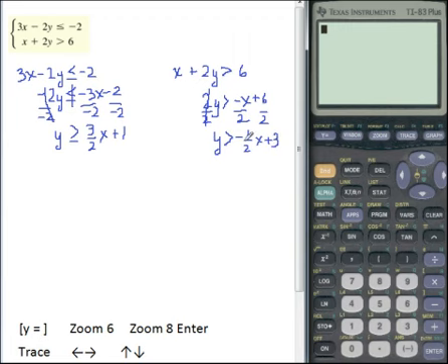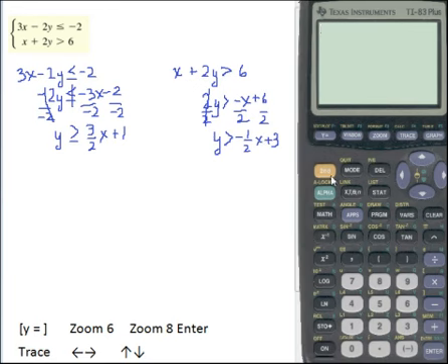Alright, and let's go to our calculator, and first note that one of these is going to have a solid line where the boundary is, and the other will have a dotted line because the equality is not allowed in the inequality symbol. Alright, so I'm going to the calculator now, and it is on, and go to y equal, clear out what's in there, and then put 3/2 x plus 1.